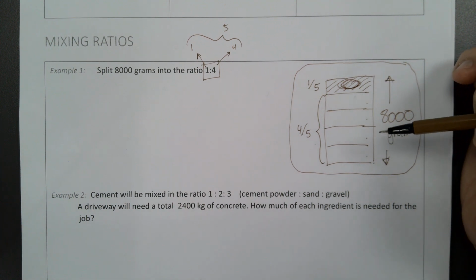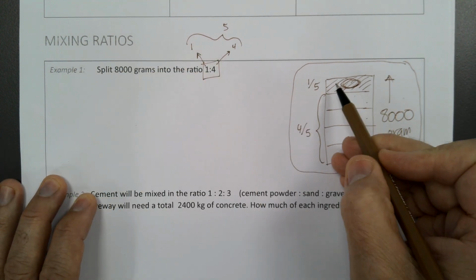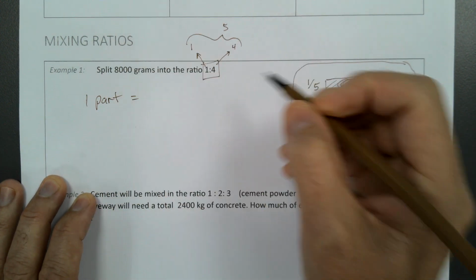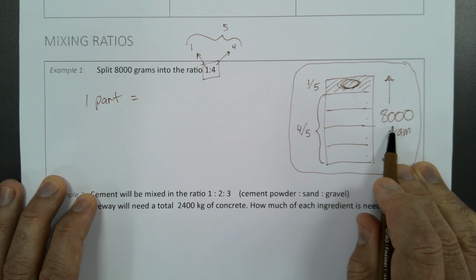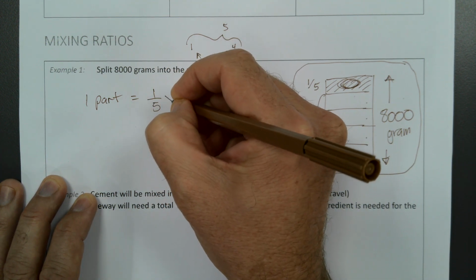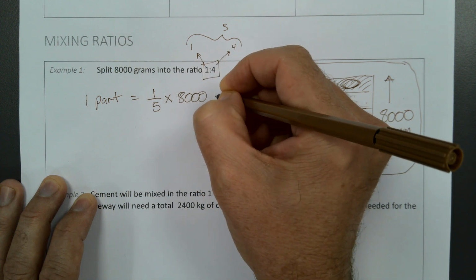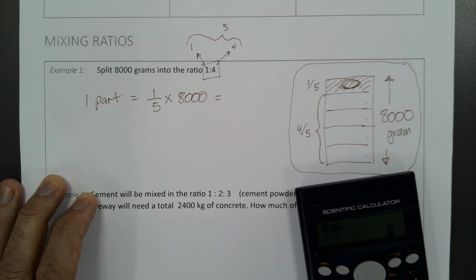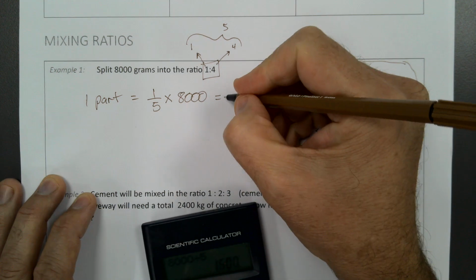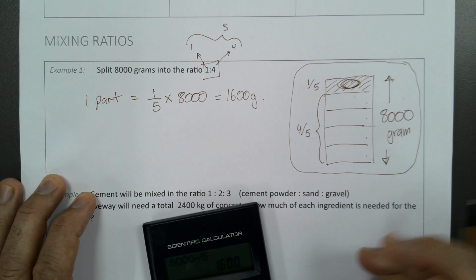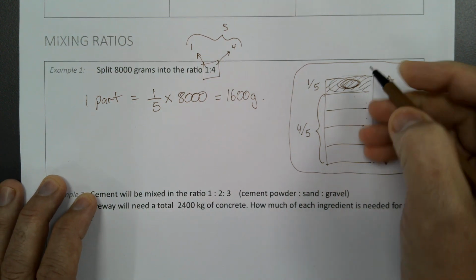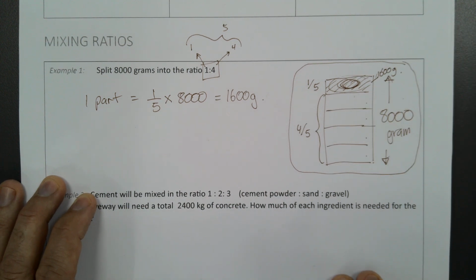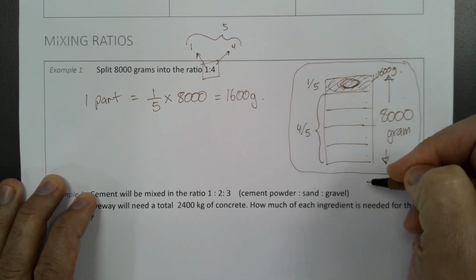All right, so what's going on here? I have 1 part, so 1 part is actually 1/5 of 8,000. Multiply the top, divide the bottom. So that's 1,600. So 1,600 grams are in that one there. That is one part out of the 5.